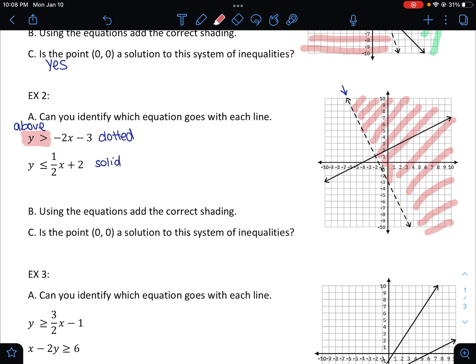Then I look at my second equation. It's opening away from it, which means we're going to shade below. So I'm going to find the solid line and shade below. So the solid line's right here. I find my y-intercept, I go down. So that's this area right here.